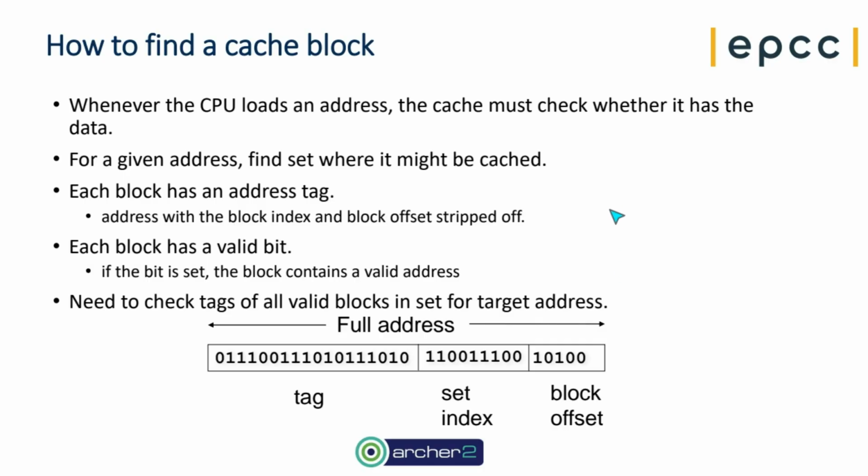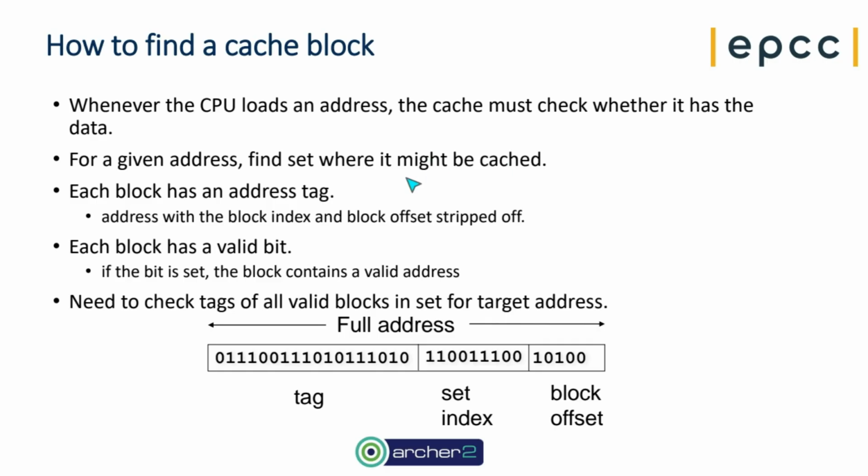Okay. So if the data is in the cache, how does it get found? Whenever a CPU loads an address, the cache has to check whether it has the data or whether it needs to pass the request on to main memory. So for a given address, it has to find the set where it might be cached.